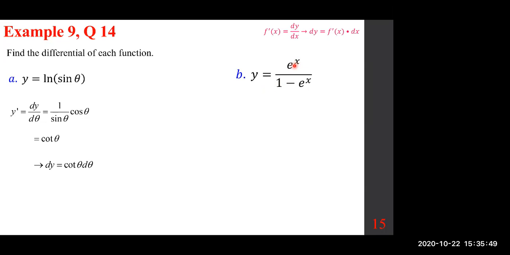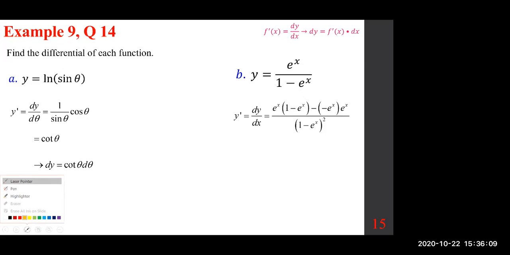The derivative of the top is e to the power of x times the bottom, minus the derivative of the bottom, which is minus e to the power of x, times the top. We've done this before. This gives you e to the power of x minus e to the power of x times e to the power of x, which is e to the power of x plus x, or e to the power of 2x, plus e to the power of 2x, and the numerator is only e to the power of x.